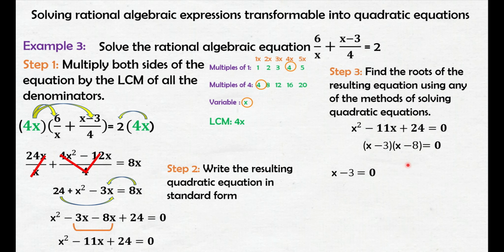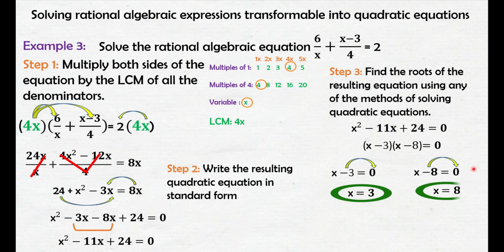And then, by zero product property, equate natin yung dalawang factor sa 0. Then, simplify, transpose natin si negative 3 sa right side, makuha natin is x equals 3. And si negative 8 sa right side, makuha natin is x equals 8. Okay, so yung roots or solutions natin ay 3 and 8. So, pwede nyo rin i-check ito by substituting this roots or solution sa original equation. Okay?